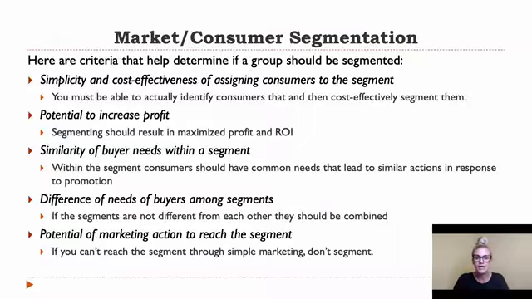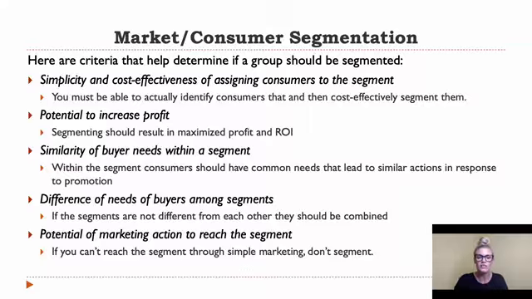The difference of needs of buyers among the segments. If we look at different segments, they should be different from each other, or else they should actually be combined together. If I have 2 separate segments, but consumers can blend into both of them, meaning it's not distinct which one they should be in, we should probably combine both of those segments together and form one single segment. And then look at the potential of marketing action to reach the segment.